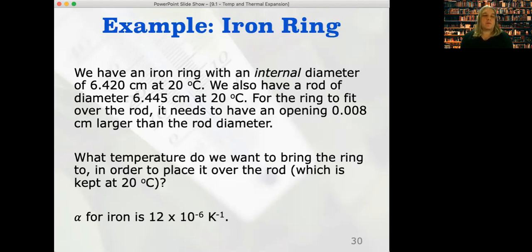So if we keep the rod at 20 degrees Celsius, we're not changing the temperature of that, so that 6.445 centimeter diameter is set. We're not changing that, but what we're going to do is heat up the iron ring so that it expands, and we want to know how hot we have to get it in order for it to then be able to fit over the rod. So that is the question. It's just a simple calculation-based question. I will switch to a new page, I can probably fit it all on here.